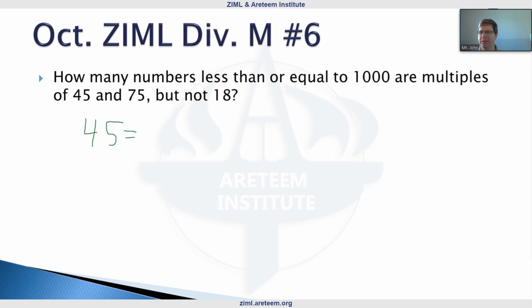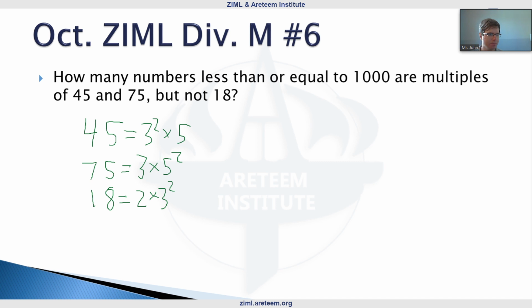So 45 is 3 squared times 5, right? Remember I said a good place to start for a lot of these problems is prime factorizations. So we have 3 times 5 squared for 75, and 18 is 2 times 3 squared for that as well. Okay, so this is all of our setup here.